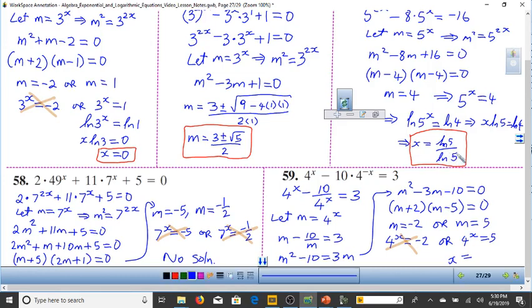Let me just make a quick correction for this one here, because I just realized that I rushed here. This is ln 5 over ln 4. And there we have it.